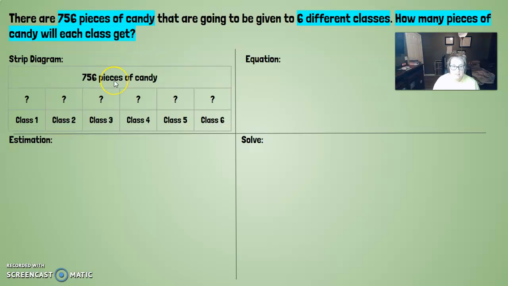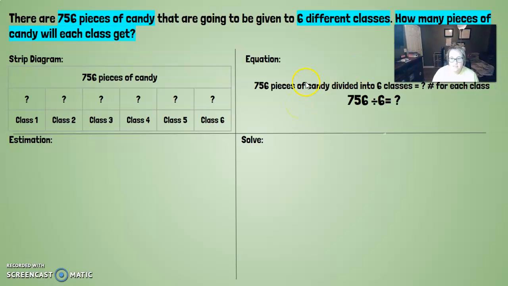So my strip diagram is going to look something like this. I have 756 pieces of candy. I have class 1, 2, 3, 4, 5, and 6. And we're trying to figure out how many they're each going to get. So I'm going to write my equation. 756 pieces of candy divided into 6 classes equals the number for each class. So really, I'm doing 756 divided by 6 equals, I don't know. That's what I'm figuring out.